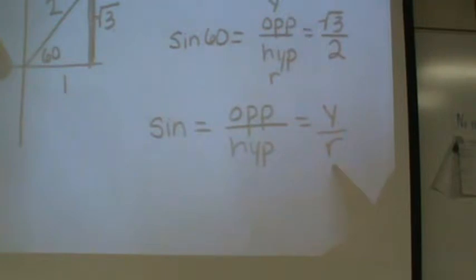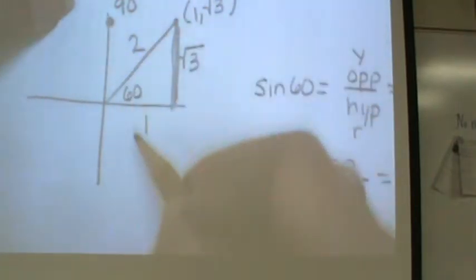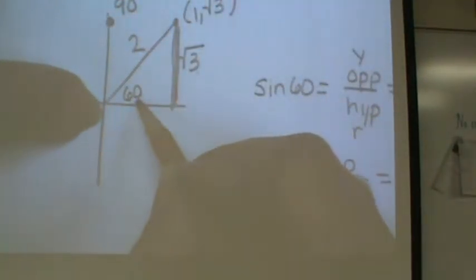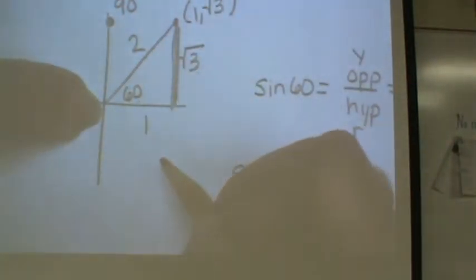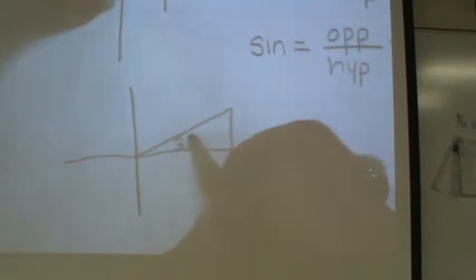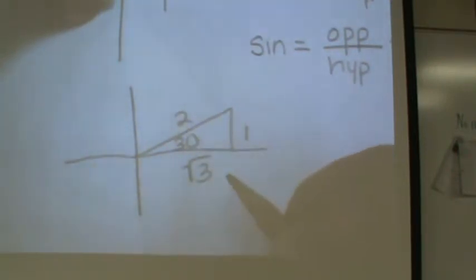Why do you need to know that? Because when I ask you what's the sine of 60, you're going to tell me root 3 over 2. If I say what's the sine of 30 degrees, that's easy. Here's your 30, 1, 2, root 3. Sine of 30 is 1 over 2.